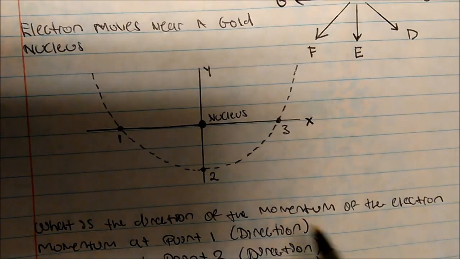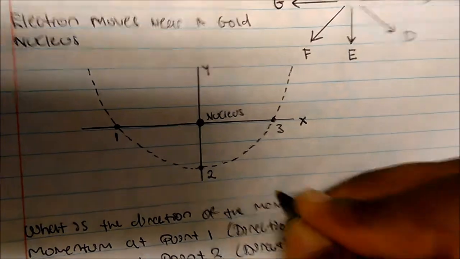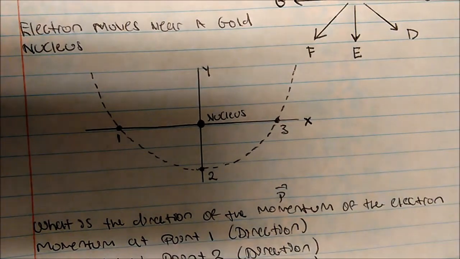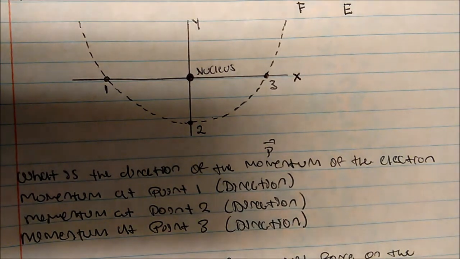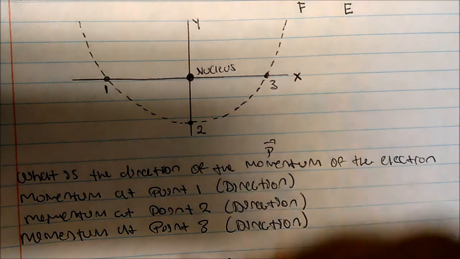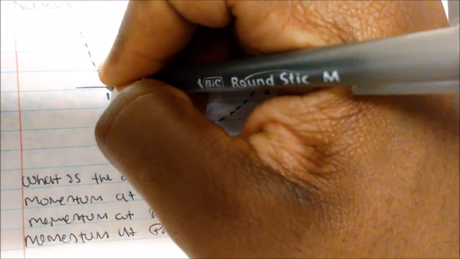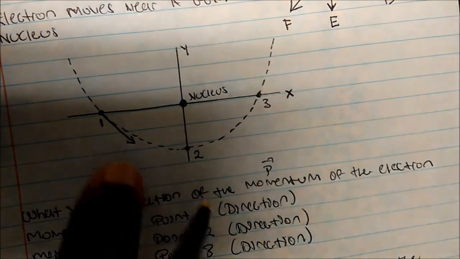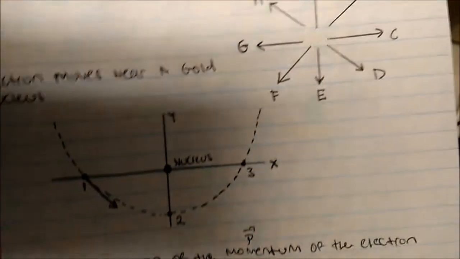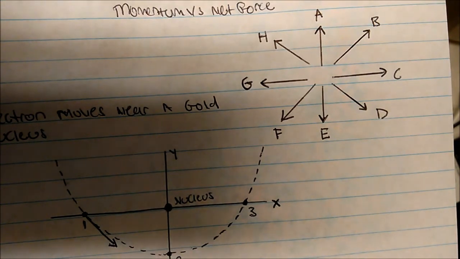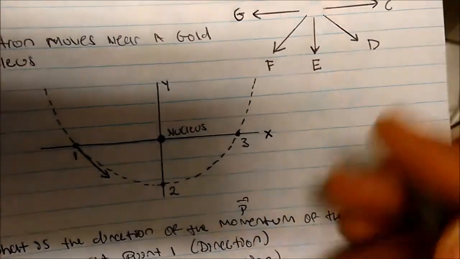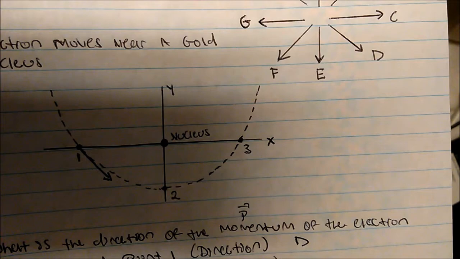The question asks, what is the direction of the momentum of the electron? At point one, what is the direction of the momentum? Remember we said that the momentum is tangential to the motion. So at point one, the direction of momentum is right there. It's a tangent line. The direction of the momentum matches my arrow D, so at point one, D would be my correct answer.